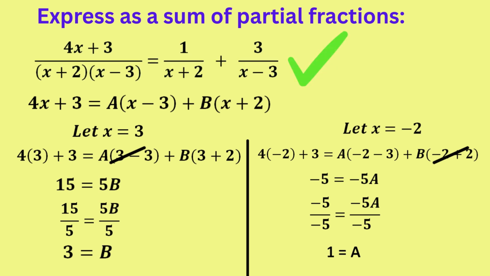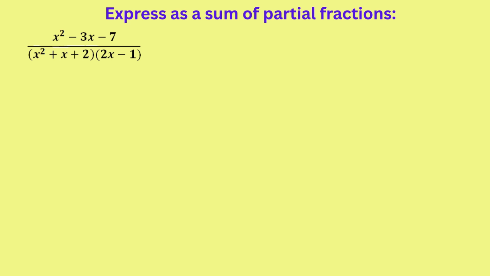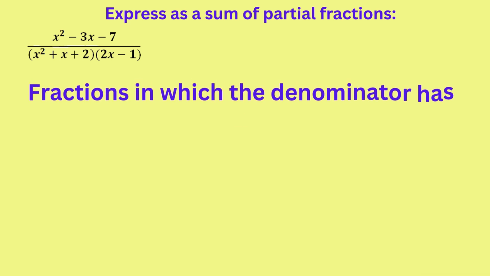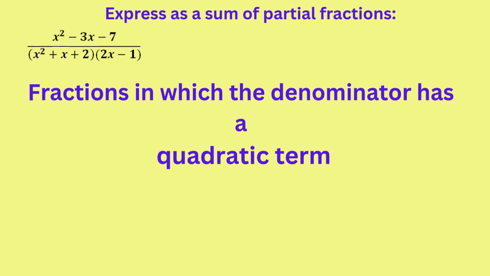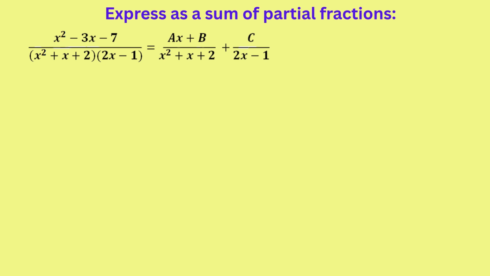In the second example, we have a situation where the denominator has a quadratic term that cannot be factorized. So we equate the fraction to ax plus b over x squared plus x plus 2 plus c over 2x minus 1. When the denominator contains a quadratic factor, we have to consider the possibility that the numerator can contain a term in x. Note that the numerator would still be of lower degree than the denominator, so this would still be a proper fraction.